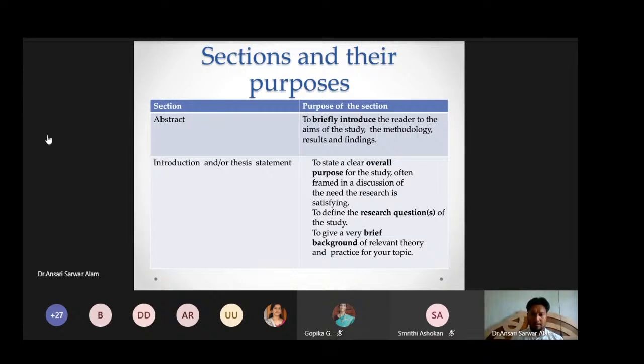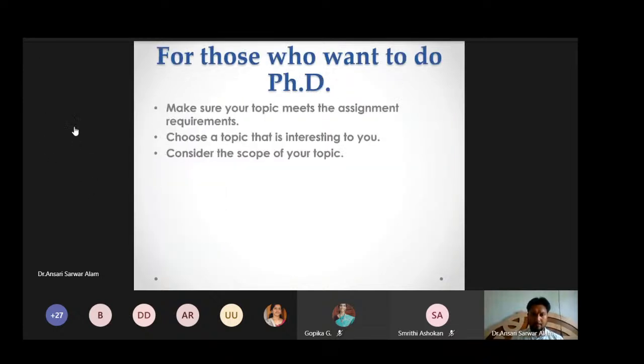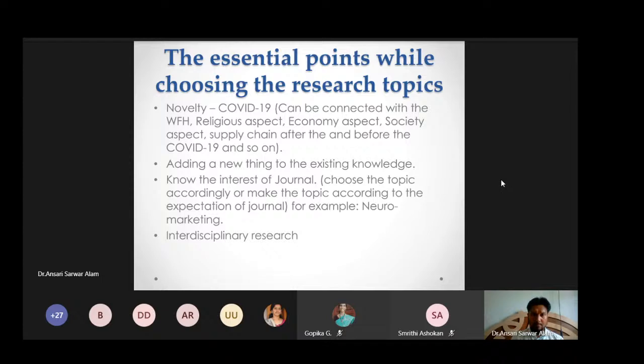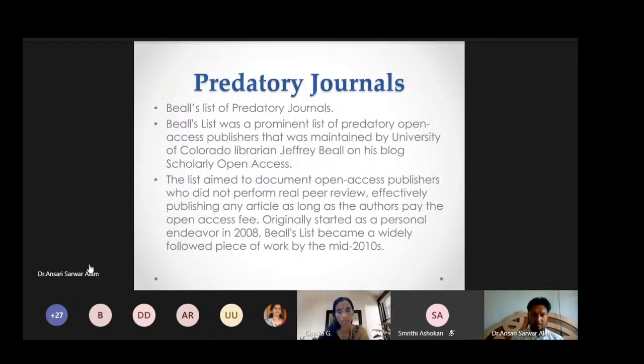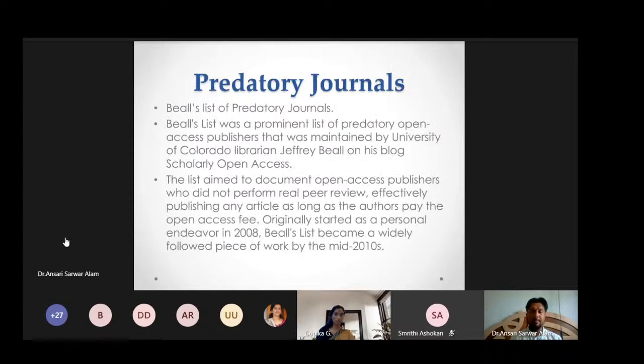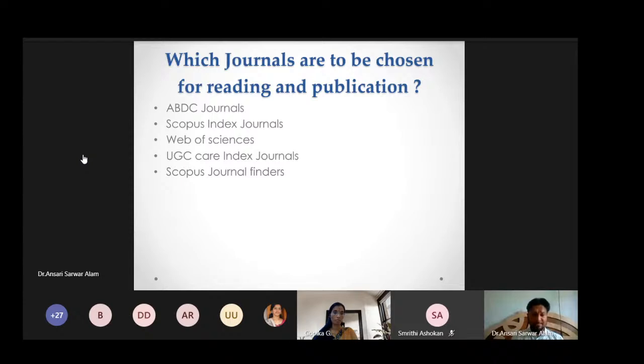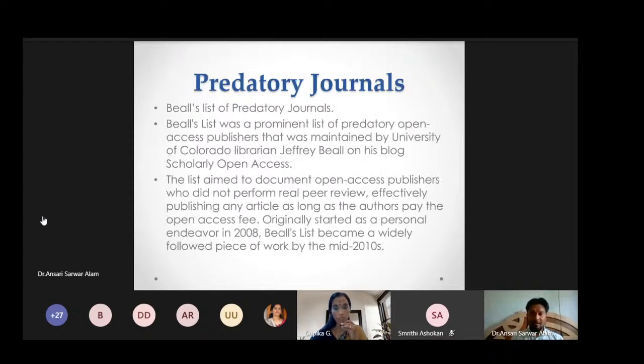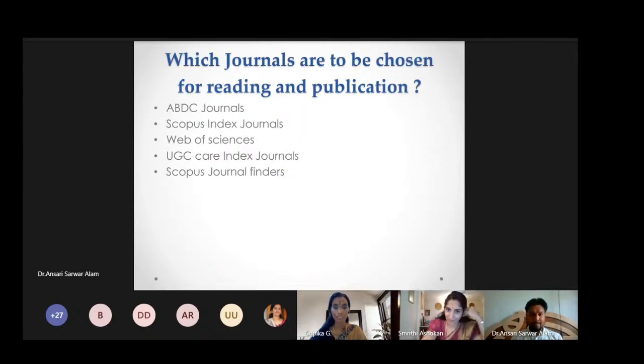Now, sections and their purpose. One minute. Okay, by mistake, I skipped this slide. So, my dear students and participants, Gopika ma'am, are you getting my voice? Please tell me. Yes, sir. You are audible, sir. Please bear with me, it's because of a network problem. No, it is okay, sir, it's very clear.